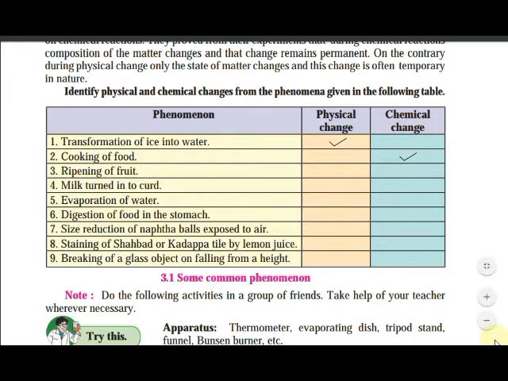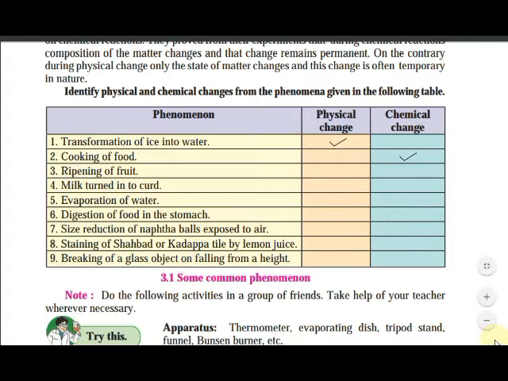Milk turns into curd. When milk is turned into curd, again we don't get milk. Yes or no? Once a curd is formed, which change is seen over there? Chemical change. Evaporation of water: when water is evaporated, what happens? Steam, vapor is formed. But when we cool the vapor, we get water again. So this change is a physical change. Milk turning into curd is a chemical change. Evaporation of water is a physical change.